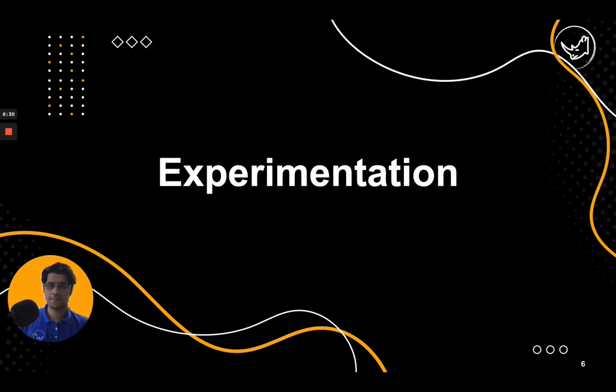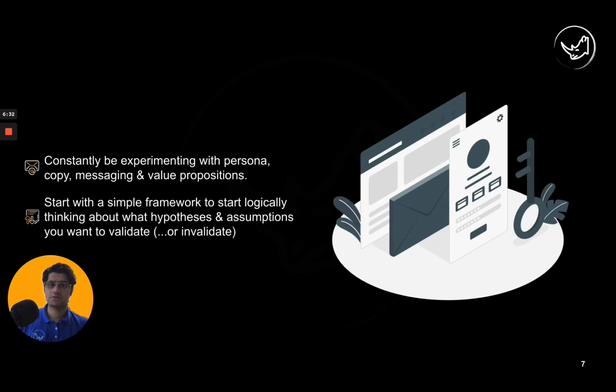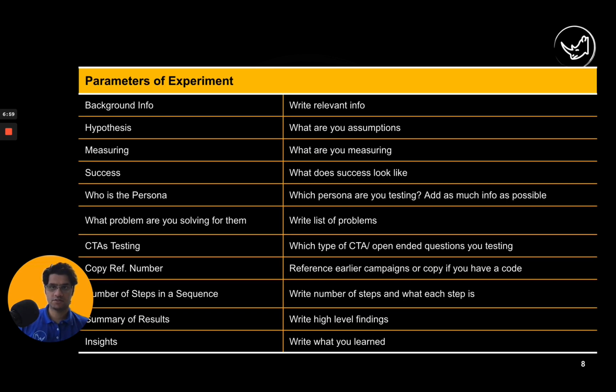Okay, we talked a lot in this course about experimentation. So let's give it a little bit more context, right? Like I said, you always want to be experimenting with the persona, copy, messaging, and value propositions, because that will help you identify what is that winning messaging, or what's that winning value proposition, or who's the right persona, depending on what stage you are, obviously. So I thought, hey, what's the simplest framework to get things started? And again, as you do more and more of this stuff, you'll get better at it. But this is what I've come up with.